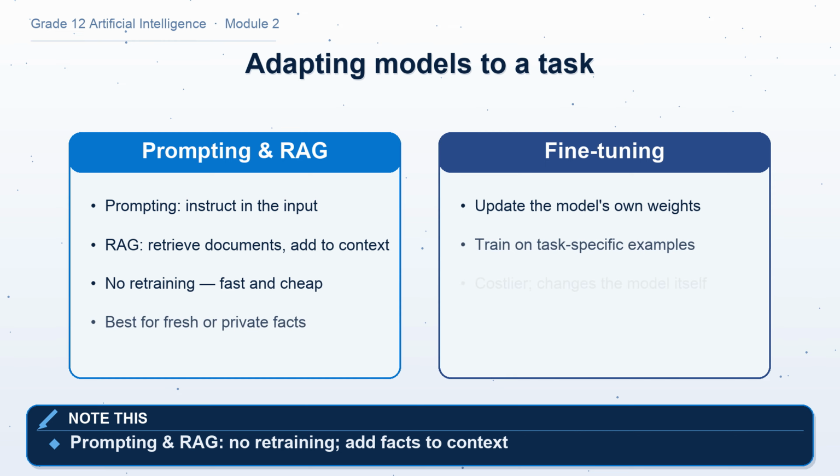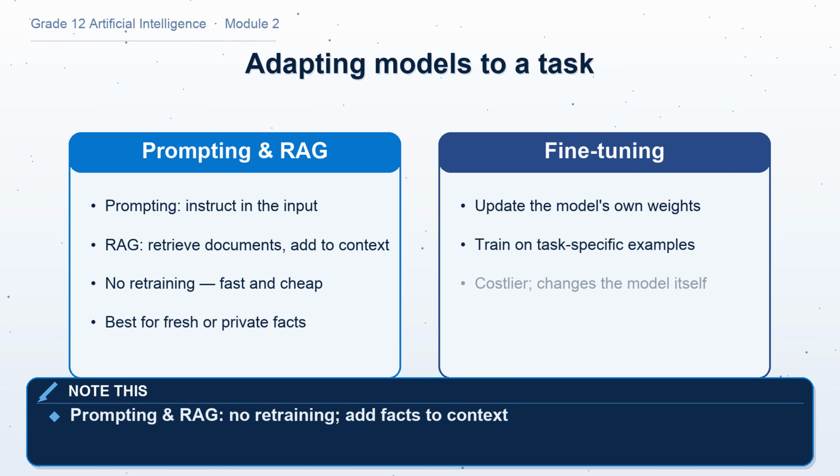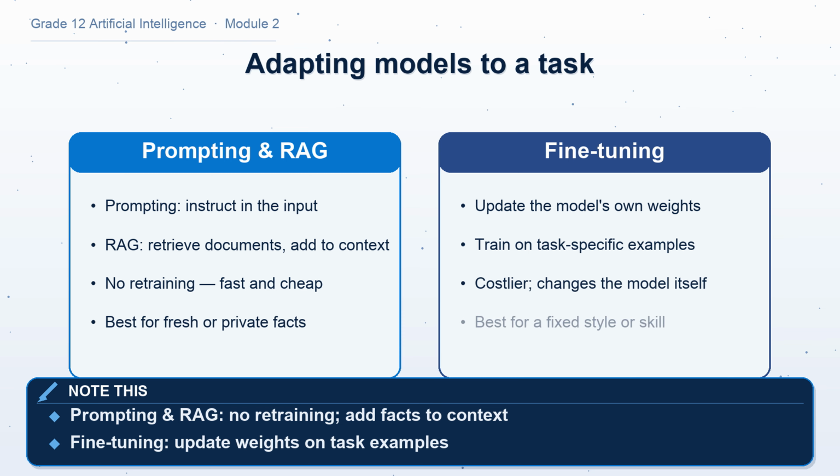The second way is fine-tuning. Here you update the model's own weights by training it on examples of your task. It costs more and changes the model itself, but it is best when you need a fixed style or a specialized skill. Once a model works well, we still want it to run efficiently.